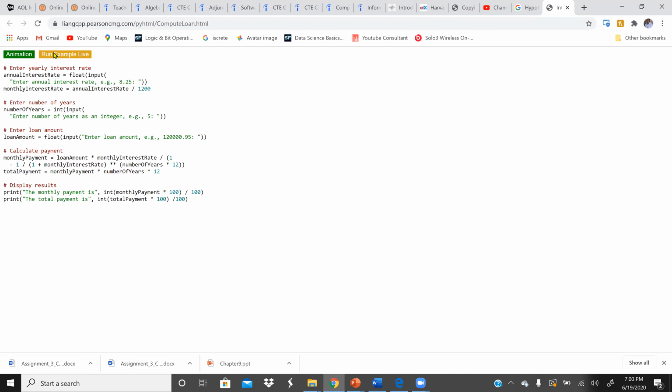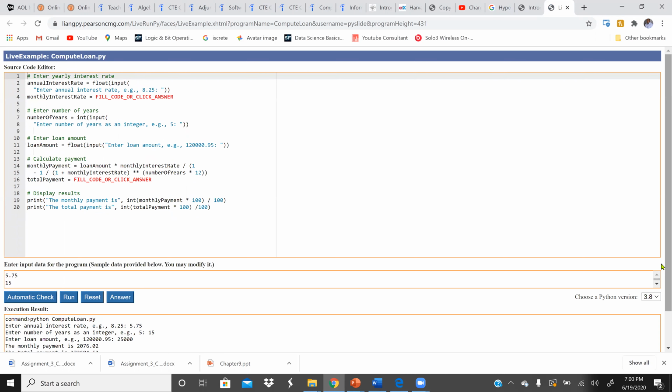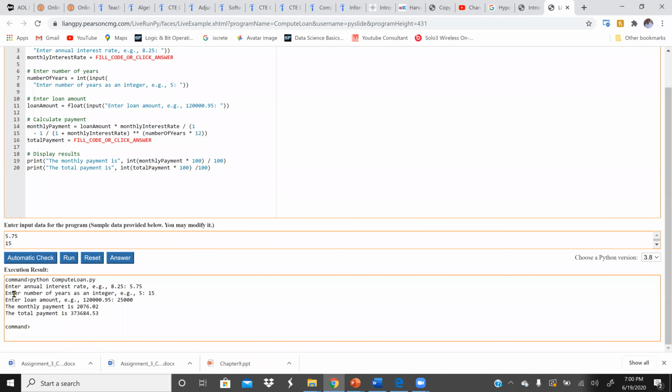So let's run this program here. We should see the answer here. So we can see the answer down. So first enter the annual interest rate. The user enters 5.75. Then enter the number of years as an integer. The user enters 15 years. Enter the loan amount. The user enters 25,000.